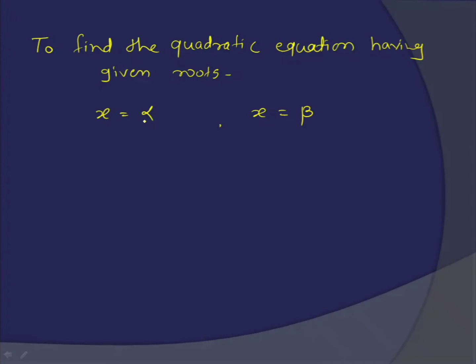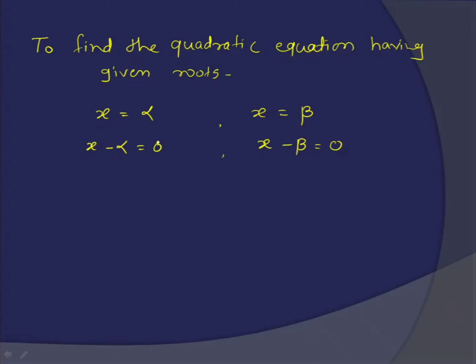As x is equal to alpha, we can write this as x minus alpha is equal to 0. That is, if you take alpha to the left hand side, it will become minus alpha. In the same way, we get x minus beta is equal to 0, where x is the variable. Now as x minus alpha is equal to 0 or x minus beta is equal to 0, that means either both these expressions are equal to 0 or any one of them is equal to 0.